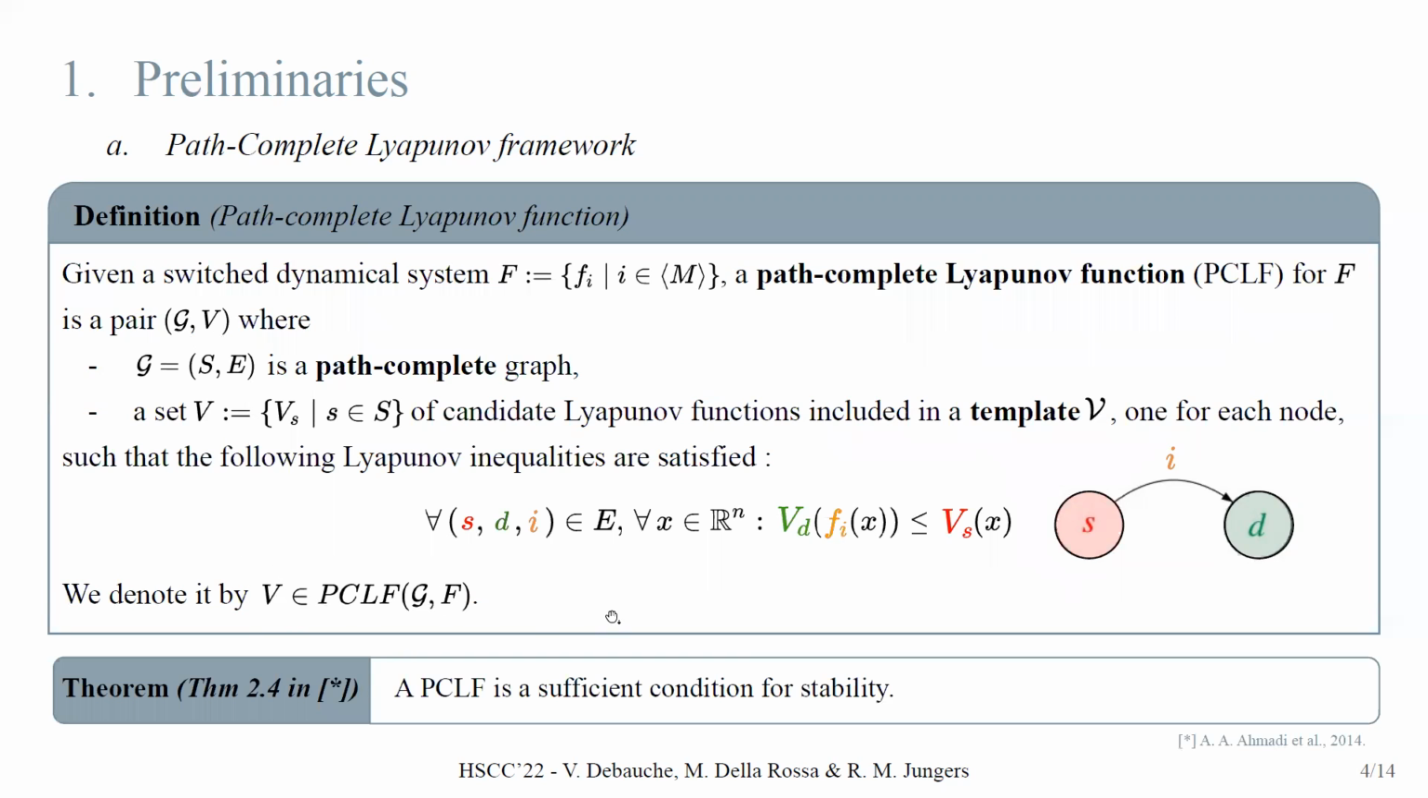And as expected, it has been proved in 2014 that the path-complete Lyapunov function is a sufficient condition for stability. So this framework allows us to play with two parameters. First, a combinatorial one, which is the path-complete graph, and an algebraic one, which is the template. And as soon as we change one of these two parameters, we get a different stability criterion. And the question that we tackle here is the comparison of these criteria.